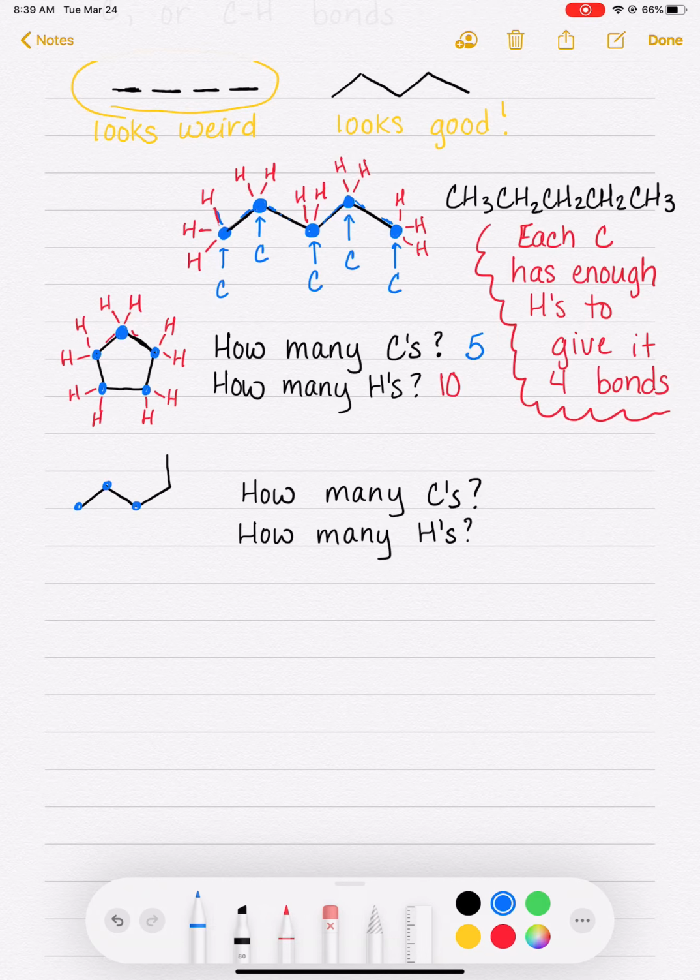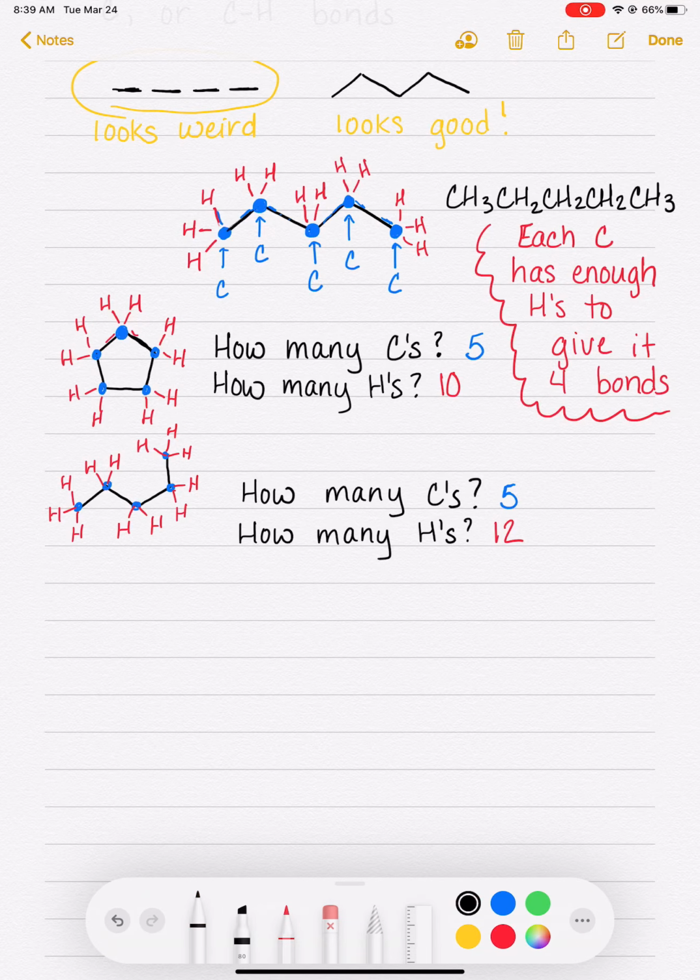You should have found 5 carbons, 1 at the beginning and the end of every single segment, and you should have found 1, 2, 3, 4, 5, 6, 7, 8, 9, 10, 11, 12 hydrogens.